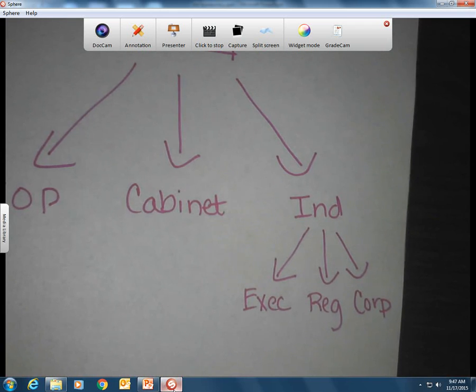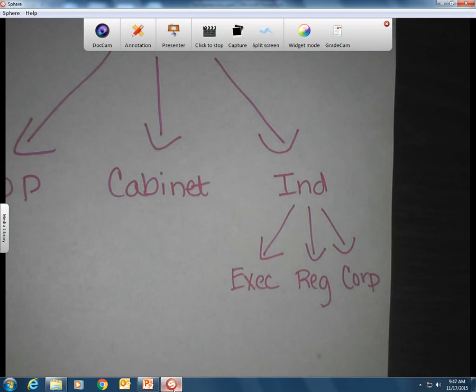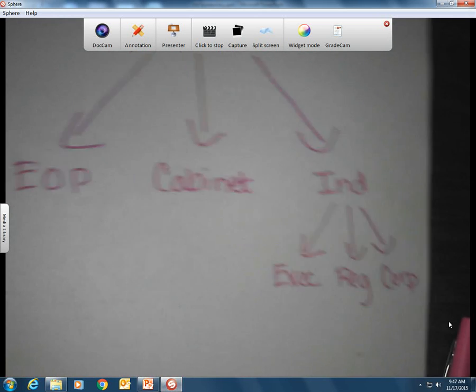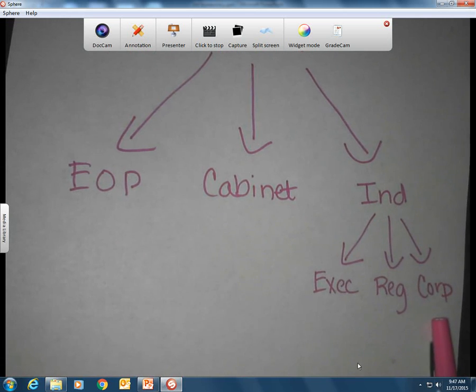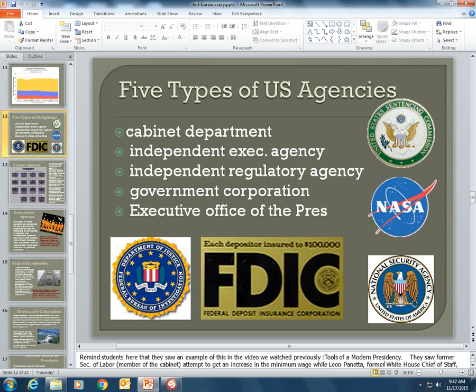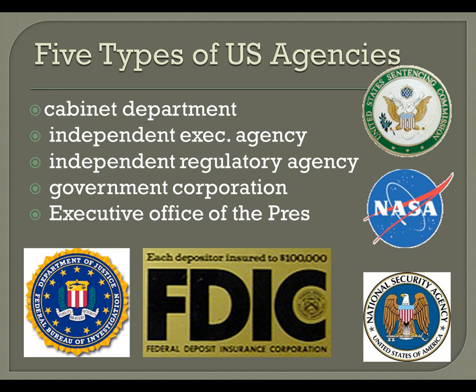What's the IND? Independent. And what's to the left? EOP. But I'm going to work you through each part of it, okay? EOP is the executive office. All right, so let's start with the cabinet first.